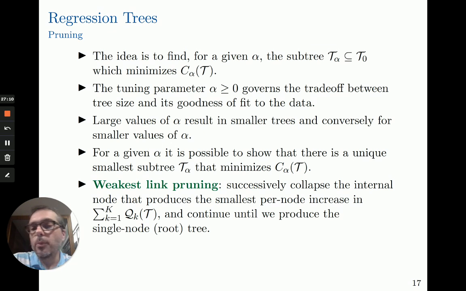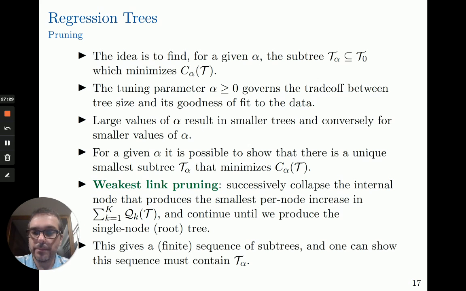We call it weakest link pruning: we collapse the internal node that produces the smallest per node increase in the cost function. And we continue like that until we reach the root node tree. Okay? And basically we show that if we do this sequence by the weakest link pruning, we can find the optimal subtree. Okay?